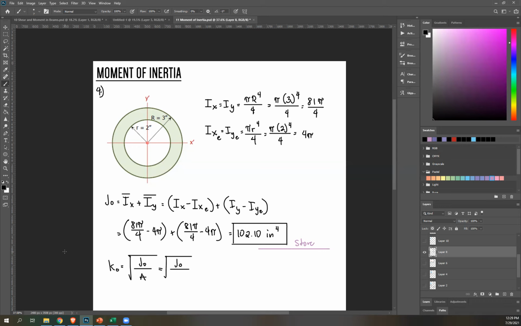And then cross-sectional area is the area of your ring. Okay, it's not the total area of your circle. So area of your ring is just pi times radius of the outer ring squared minus radius of the inner ring squared. So recall your geometry. Pi, outer radius is 3 squared, inner radius is 2 squared. Okay, please solve. What's the final answer?